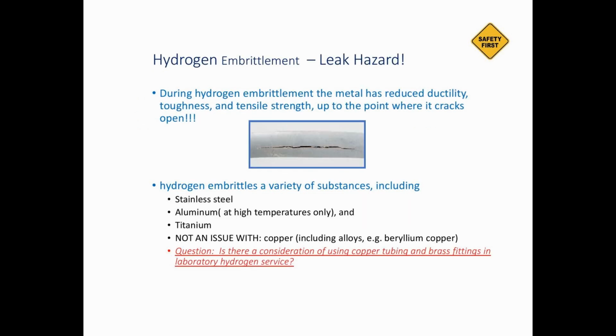For your information, hydrogen can embrittle metal, even stainless steel. If you use stainless steel tubing, you need to inspect it regularly. Also, hydrogen embrittles a variety of substances, such as stainless steel, aluminum, titanium. Just for your information, there's no issue with copper tubing. In all laboratories, they use copper tubing too. But the concern with copper tubing is that it puts too much tension. If you bend it, it could break more easily compared to stainless tubing.